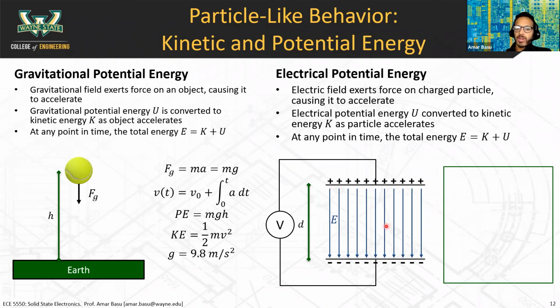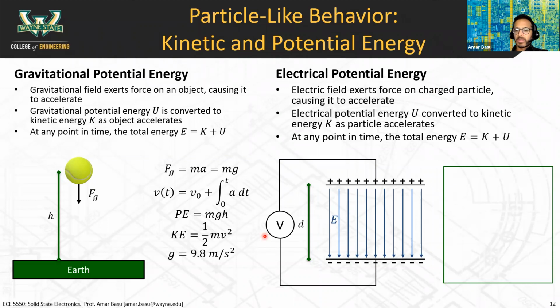When this happens, you have a buildup of positive charge on one plate and a buildup of negative charge on the other plate. An electric field is created, and that electric field is what exerts force on the charged particle. So the electric field is serving as what the gravitational field is doing here. We are supplying that electric field by supplying a voltage.